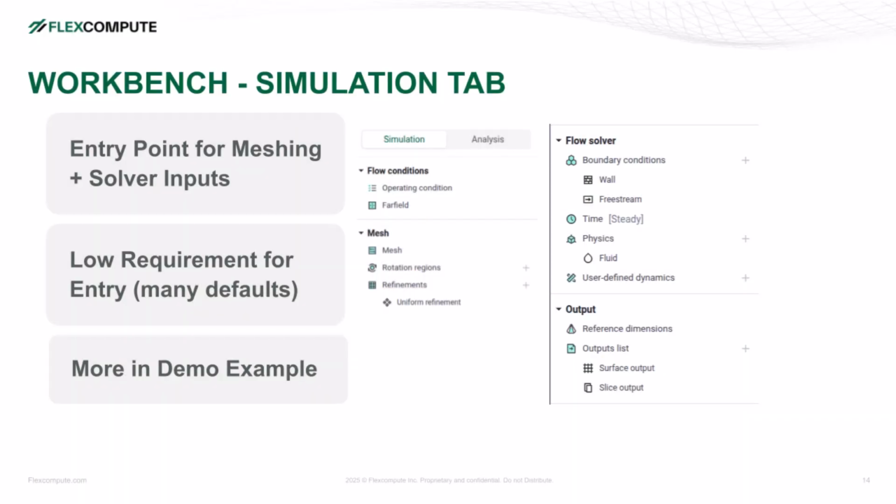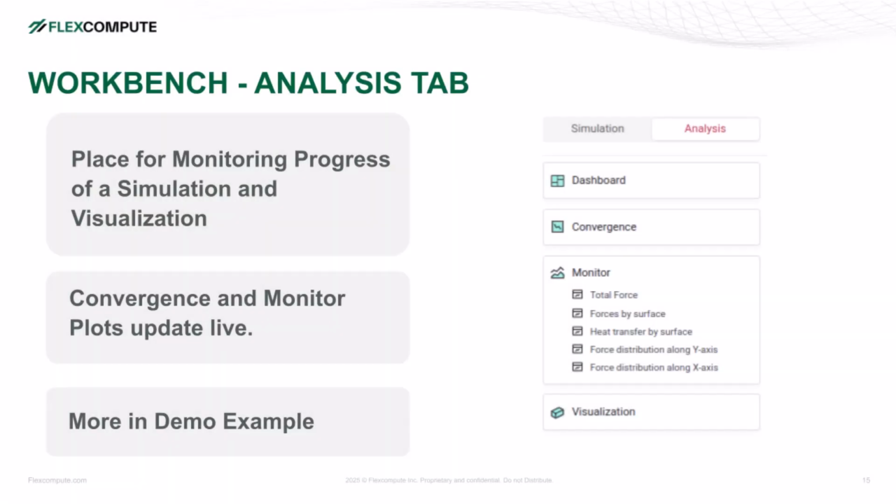The Simulation and Analysis tabs are on the left side of the screen. Starting with the Simulation tab, this is where you apply all meshing and solver inputs for your simulation. Flow360 automates a lot of the meshing and setup by providing default values and selections to help reduce the amount of work required for the user. The Analysis tab is where you can view convergence and monitor plots as they update in real time. This is also where post-processing visualization is performed.